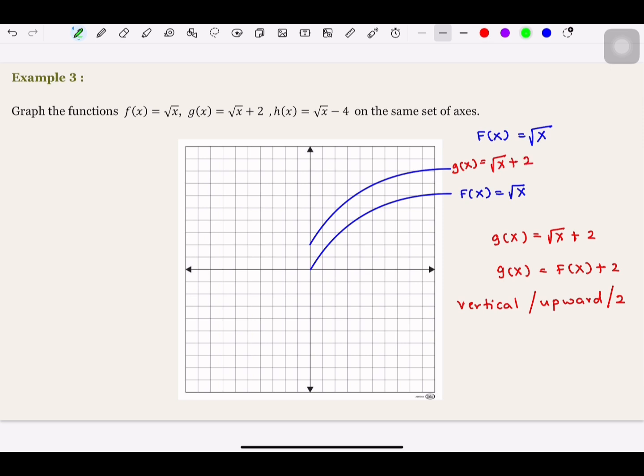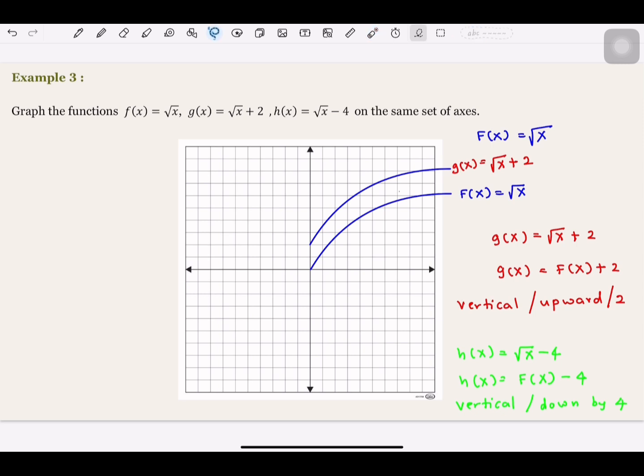Now let's move into the third function, which is h of x equals square root x minus 4. So here again h of x can be written as f of x minus 4, which is a vertical shift downward by 4 units. It's because you have here negative 4, which means the graph will move down by 4 units.